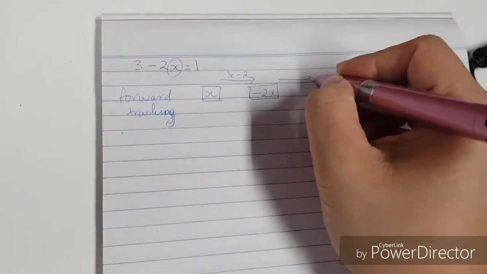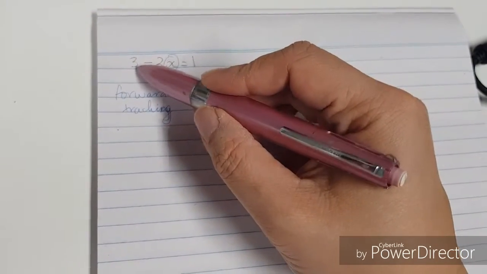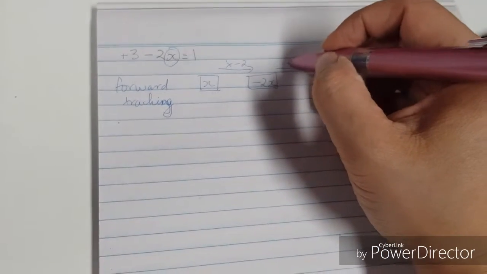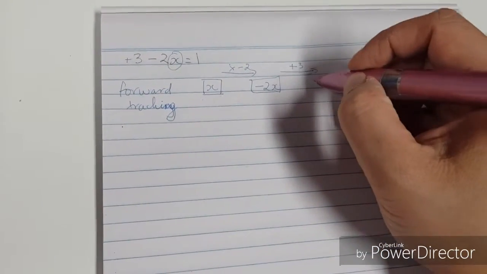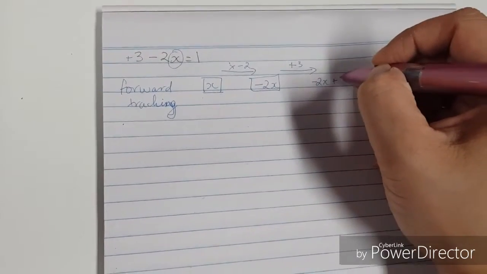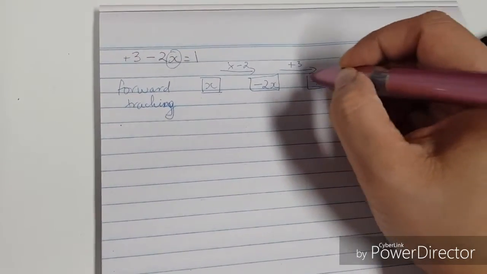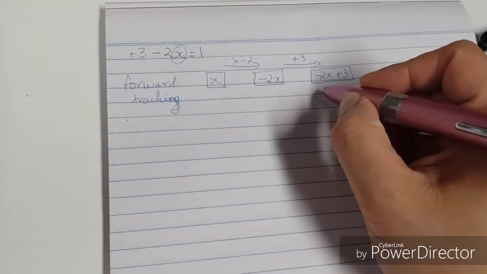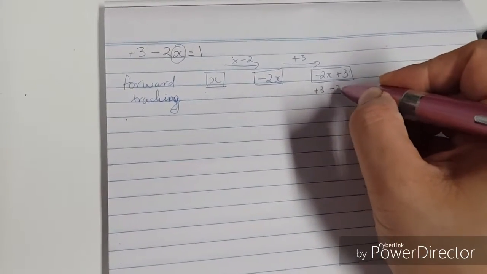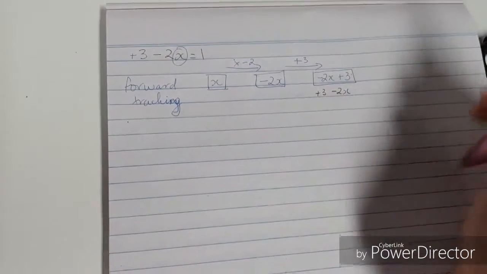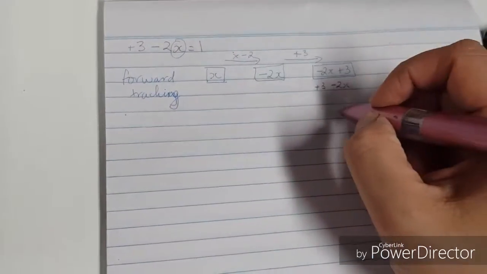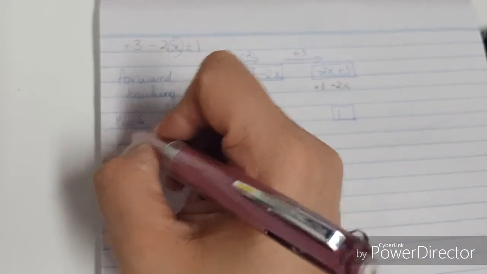The next part is, what's the next thing that's been done? Well, a +3 has been added, so we do +3. That's how we have -2x plus 3. Now, I know this looks a bit different to the original, but +3 take away 2x is the same thing as this. Okay, next part. What does it all equal? It equaled 1. Now we're going to start backtracking.